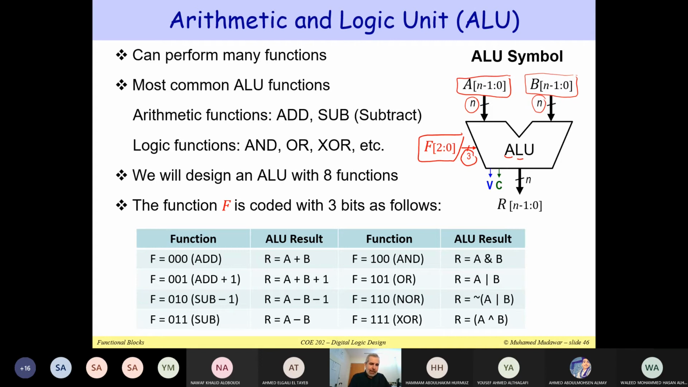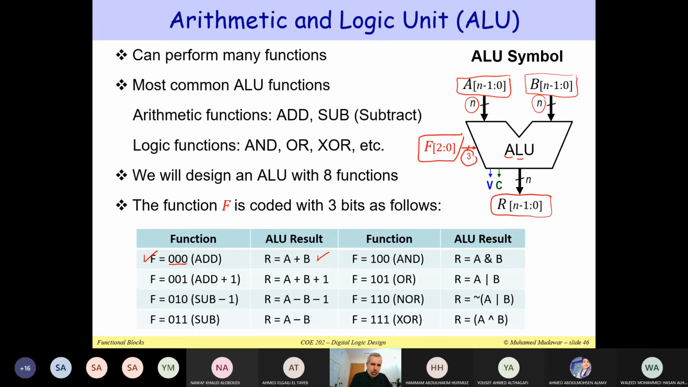For example, if f is equal to 0, 0, 0, then I would like to do addition. My result here is an output, R, and R will be A plus B. So if the function equals 0, 0, 0, then we add, and the result will be the addition. We use the function f to control the ALU, to specify what operation should be done by the ALU.